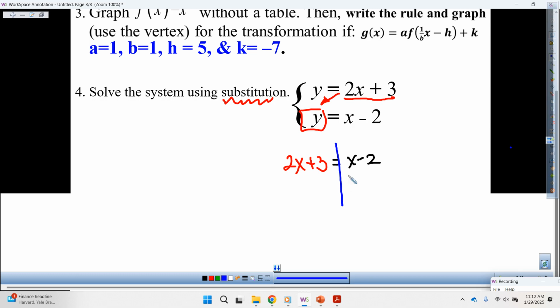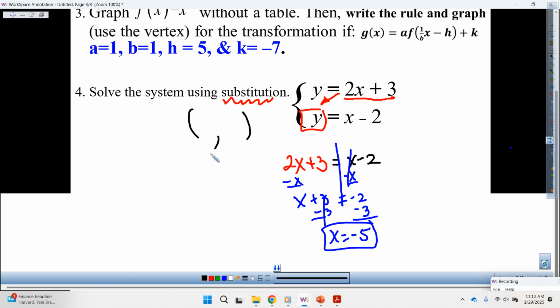I need all x's to one side, so I subtract x from both sides. That leaves us with x plus 3 equals negative 2, minus 3, minus 3, x equals negative 5. All right, so whenever you have a system with two variables, we're going to end up with a coordinate. So in this case, we already have the x, which is negative 5. So now we need a what? A y. So you substitute this value into one of the two equations.